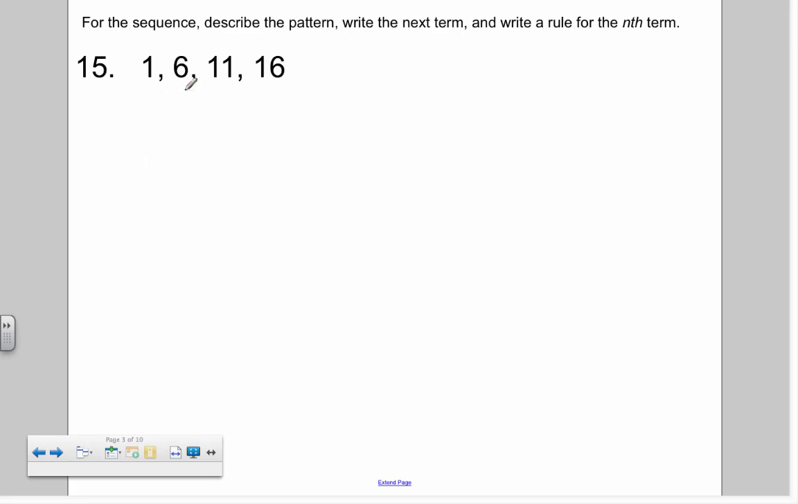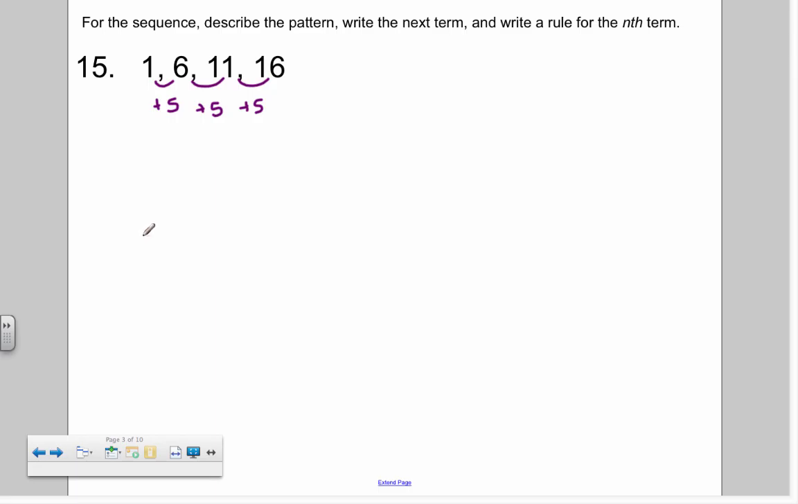Describe the pattern. So I'm going to look and see if I can see a pattern, and usually what I do first is I try to find the differences between the numbers. The difference between 1 and 6 is a positive 5. The difference between 6 and 11 is also a positive 5. And the difference between 11 and 16 is a positive 5.